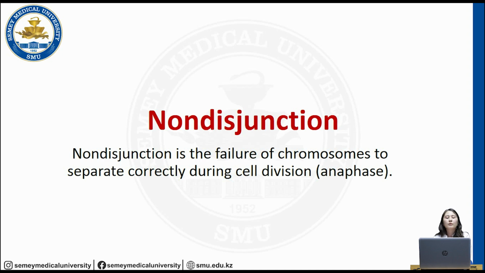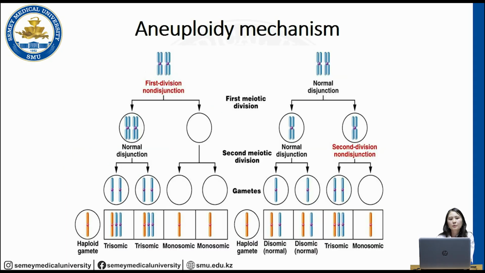So the cause of the aneuploidies is non-disjunction. Non-disjunction is a failure of the chromosomes to separate properly during cell division, mainly in the anaphase. So here are 2 possible stages where non-disjunction can occur: anaphase 1 and anaphase 2. In anaphase 1, homologous chromosomes should separate and move to the separate poles.